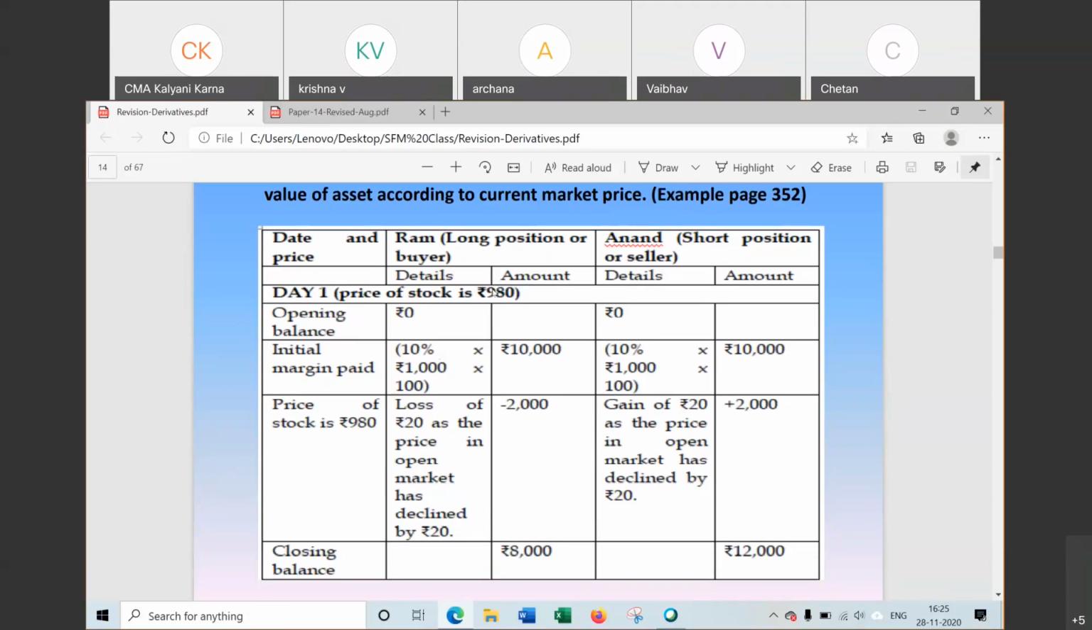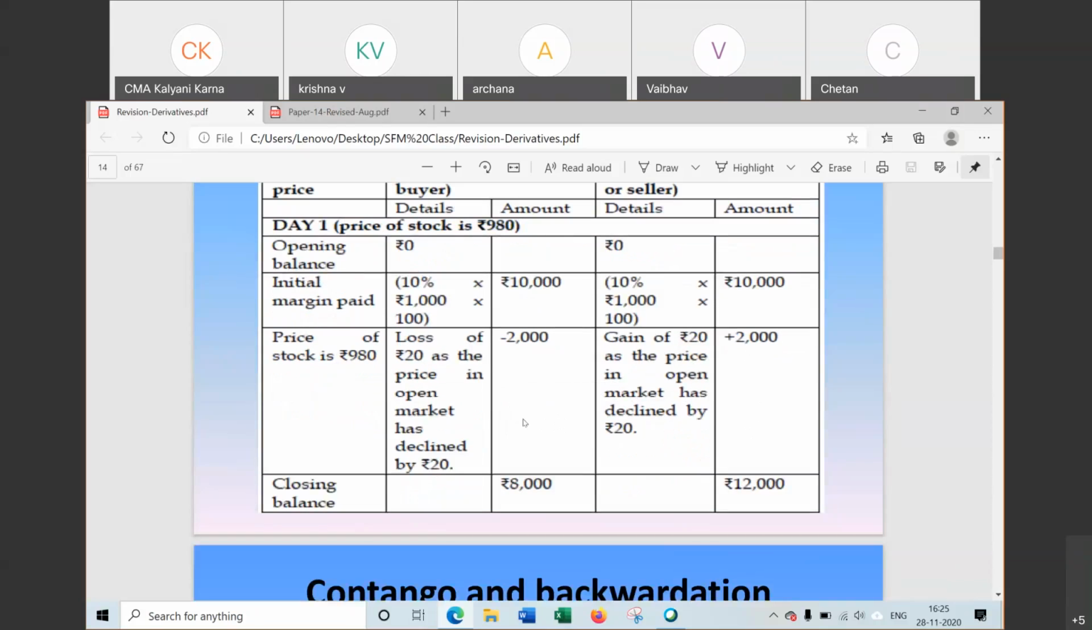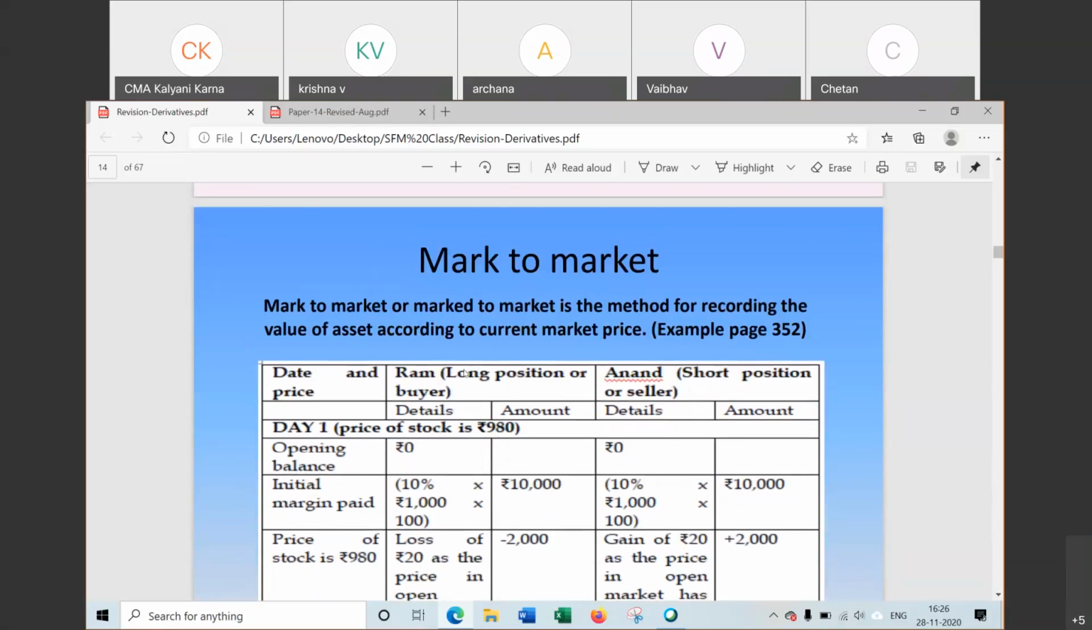First we have to find the value, what will be the action taken from the buyer's perspective. If it is a loss for the buyer, it will be a gain for the seller. So it will be added here, it will be deducted here. Now the next day balance will go with this one and the price will be 980. For the next day trading, the price will be 980, not the initial price 1000. So this is mark to market.